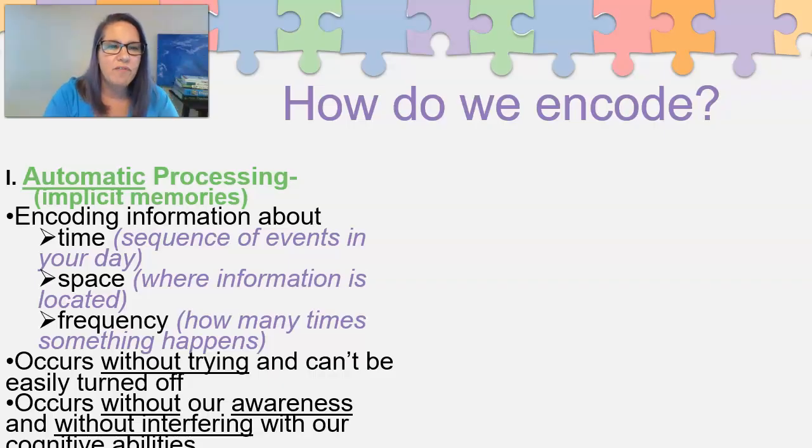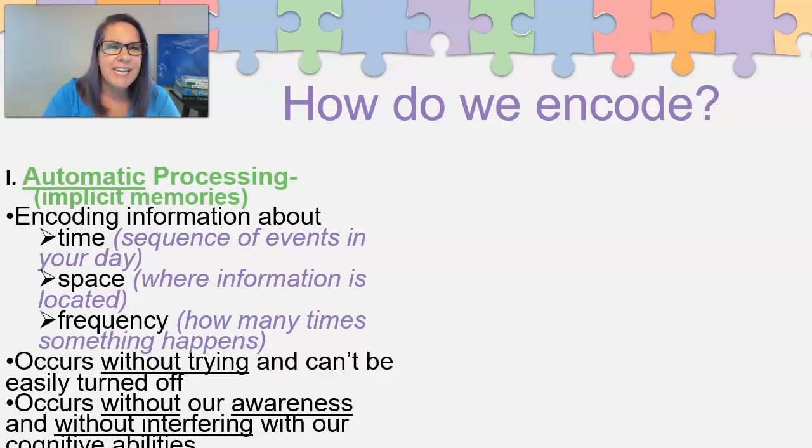So we encode information about time. If I asked you to tell me all about your day yesterday, from the time that you woke up to the time you went to bed, you would be able to give me a rough idea on the sequence of events that happened to you yesterday. You didn't think about, oh, Casibang's going to ask me about my day tomorrow. I better remember everything I've done. It just happens automatically.